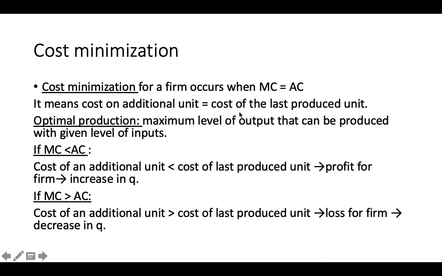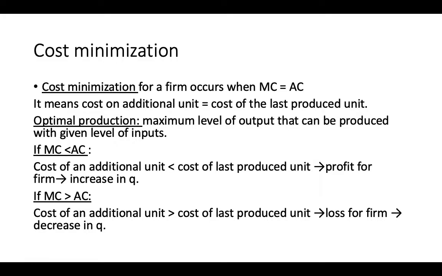Now, it is also known as the optimal production point for the producer, which means that the maximum level of output that can be produced with the given level of inputs. कि firm इससे ज़्यादा minimum cost पे output produce नहीं कर सकती और यह हर firm के लिए एक desirable production point है. Now, let's say that if marginal cost is less than average cost.